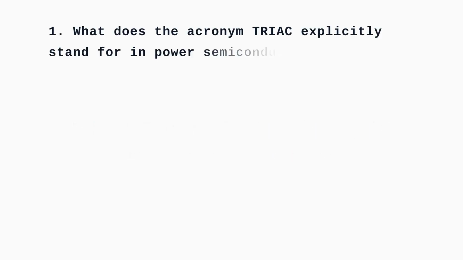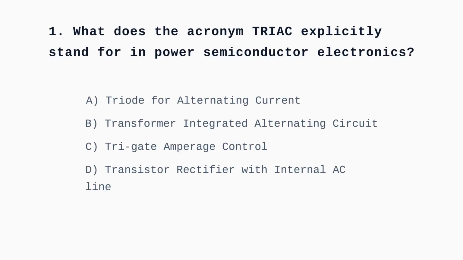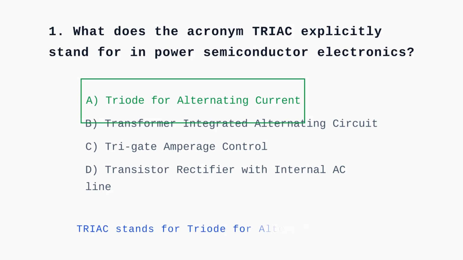Question 1. What does the acronym TRIAC explicitly stand for in power semiconductor electronics? The term TRIAC is a generalized trade acronym that stands for triode for alternating current, reflecting its three-terminal bidirectional behavior.